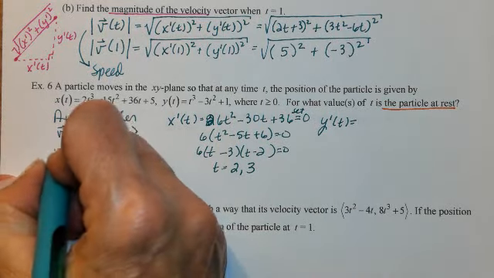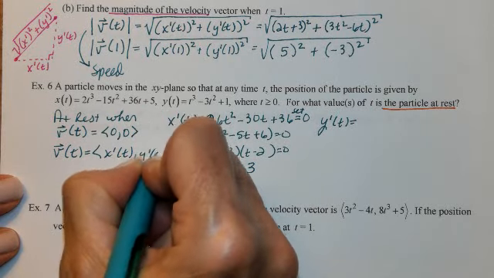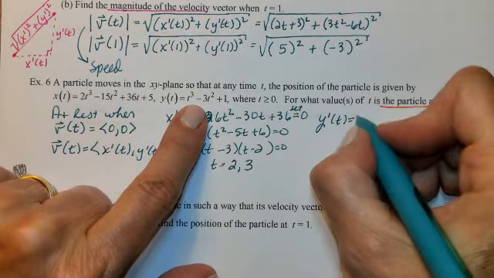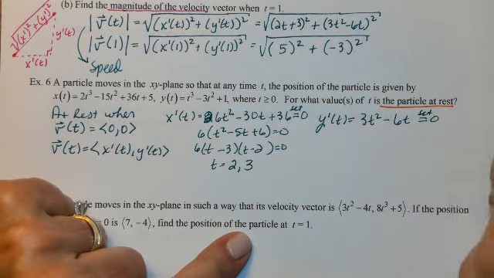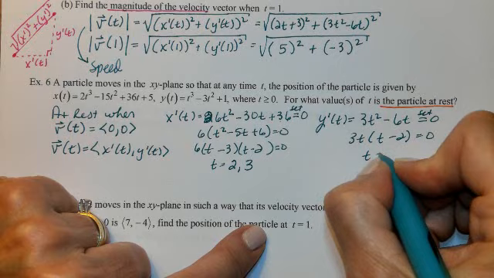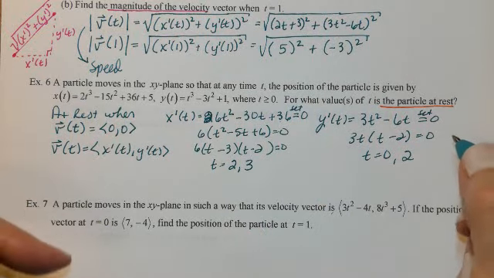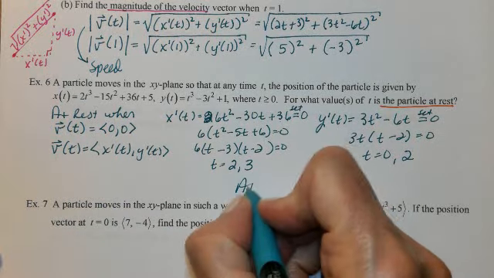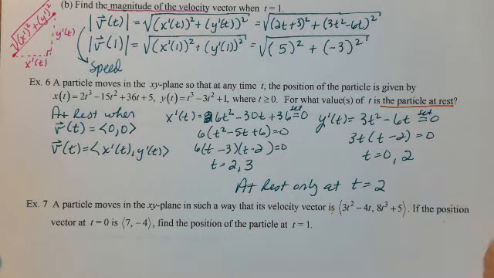And remember, the two components of the velocity vector are x prime and y prime, right? So y prime of t is 3t squared minus 6t. Set that equal to 0, solve it for t, factor out a 3t, and I get t is 0 and 2. So at what time is the velocity 0, 0? Only at time equals 2.